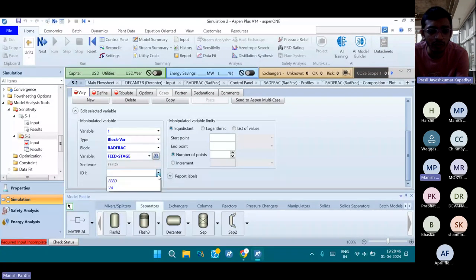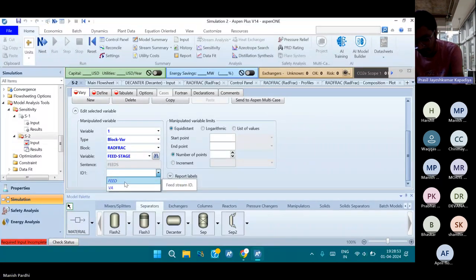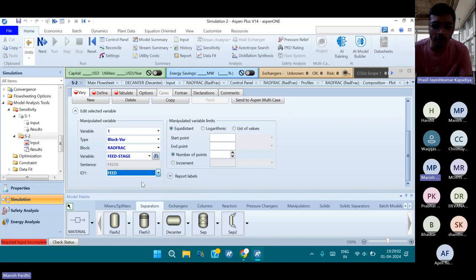Feed stage. Which feed? Let's wait, FD or feed only? Feed. Feed tray location also plays an important role. I'm surprised why reflux ratio is not there. Okay, it is there. Reflux ratio is there.